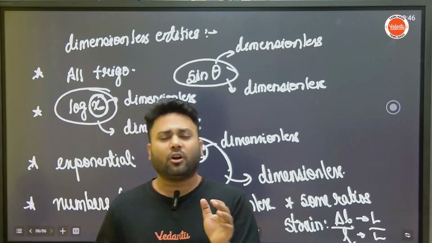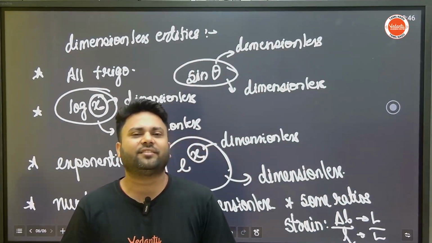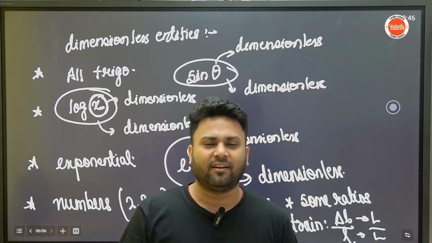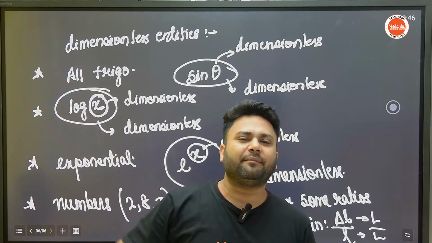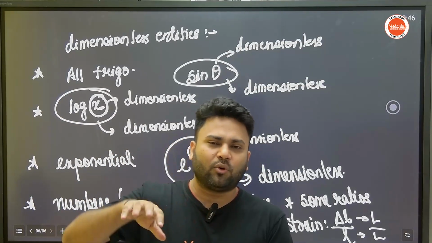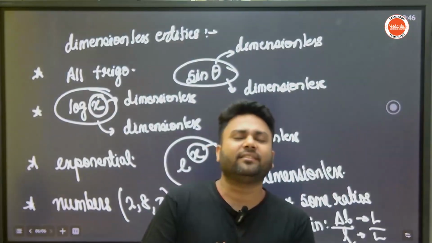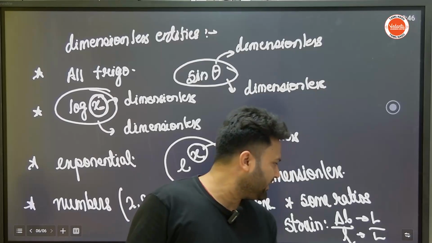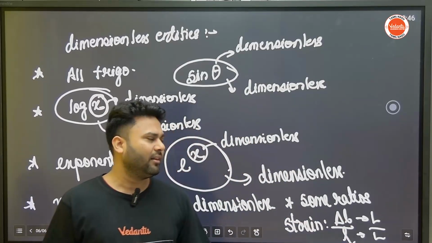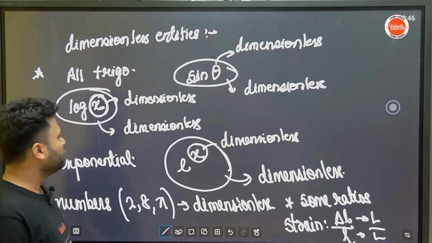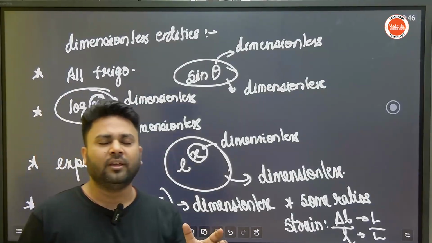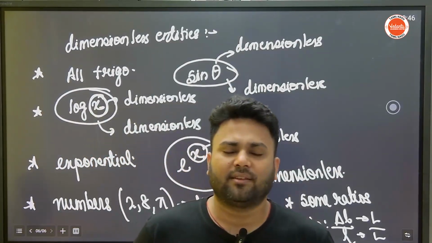So some ratios, not all the ratios, if you say like stress, so stress is force by area. So force is having some different dimension, area is having some different dimension. So overall we will get one dimension. But ratio of two entities having the same dimension will also be dimensionless. So these are the things we have to be careful. These are dimensionless. Correct?